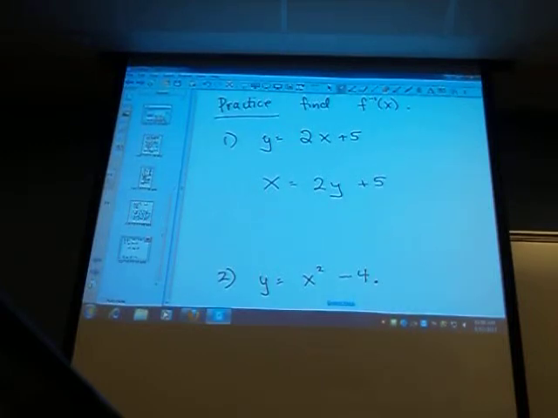Now once you switch x and y, you are no longer talking about your function. You are talking about the inverse function. Okay? So all I need to do to make my inverse look nice is get y by itself. So I want to get this y by itself here. So what do I need to do to get that y by itself? Subtract 5 from both sides. And that gives me x minus 5 equals 2y. And then divide by 2.